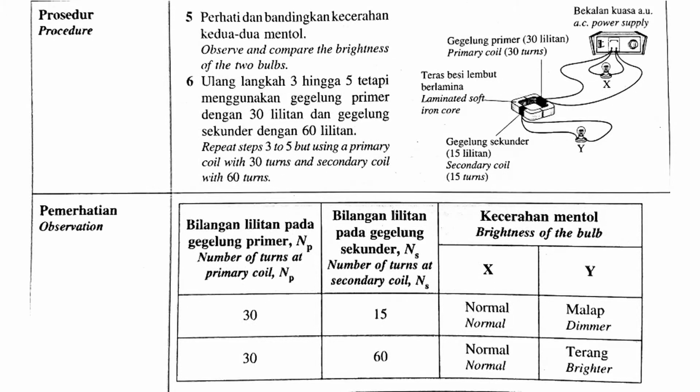Observation: the number of turns at primary coil Np is 30 and the number of turns at secondary coil Ns is 15. The brightness of bulb X will be normal and bulb Y will be dimmer. The number of turns at primary coil Np is 30 and the number of turns at secondary coil Ns is 60. The brightness of bulb X will be normal and bulb Y will be brighter.